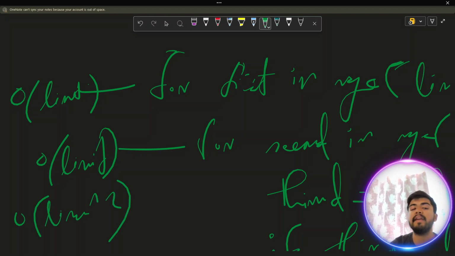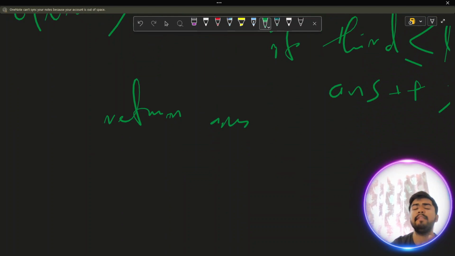But the limit can grow as 10 raised to the power 6. So 10 raised to the power 6 times 10 raised to the power 6 is going to be 10 raised to the power 12, which is more than 10 raised to the power 8, and you will definitely get a sure-shot TLE. So now we have to definitely think of optimal solutions.